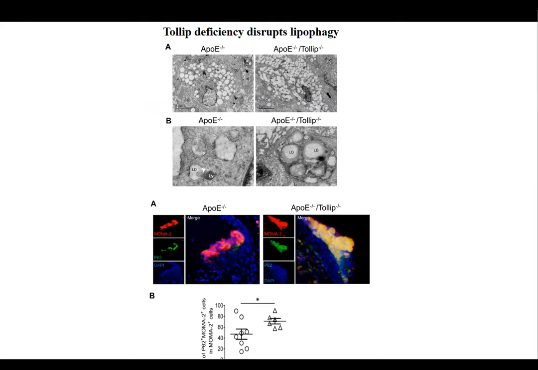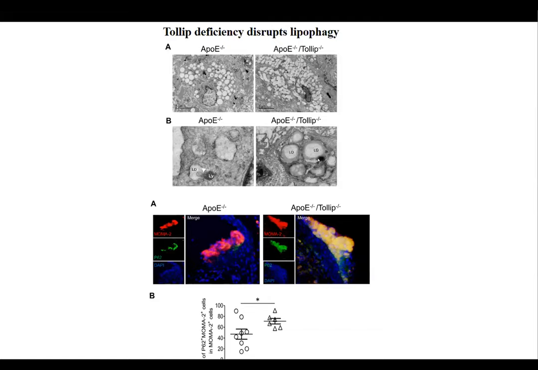Under the electron microscope, this is a lipid droplet, and here is the lysosome. In the APOE single knockout mice, we sometimes see the fusion of the lysosome with the lipid droplet, so that the lysosome gets its enzyme inside the lipid droplet and can dissolve the lipid. But in the TOLIP double knockout, even though they can juxtapose together, there is never fusion. There's a clear separation of lipid droplet and lysosome, but they never fuse.